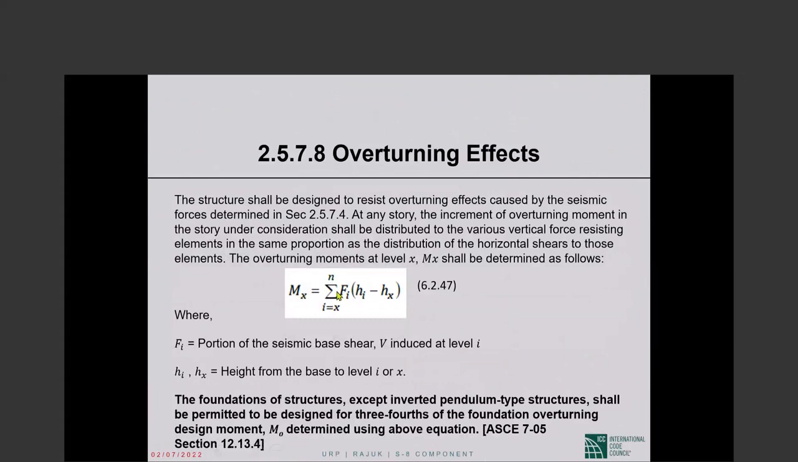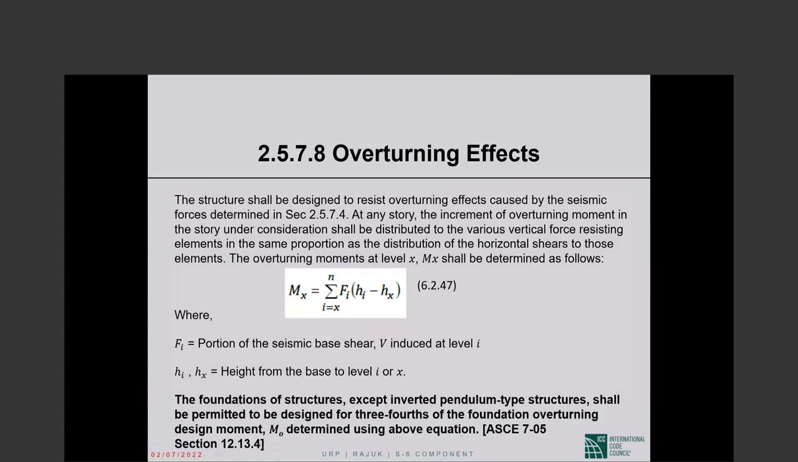Overturning moment is simply the forces at the various floor levels multiplied by their height. If we are looking at overturning moment at the base, the overturning moment is the forces at the various floor levels multiplied by their heights above the base, as simple as that.